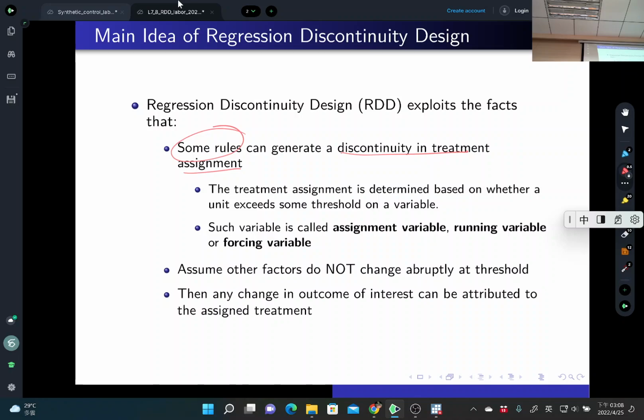And such a variable will determine who can get a treatment and who cannot. Such a variable is usually called an assignment variable, rounding variable, or forcing variable. And assuming other factors do not change abruptly at the cutoff, any change in outcome can be attributed to the treatment.